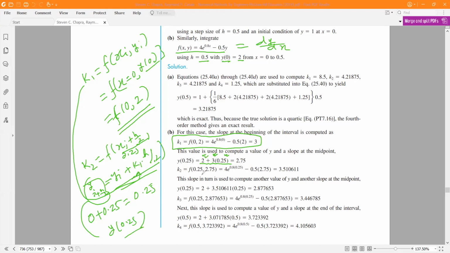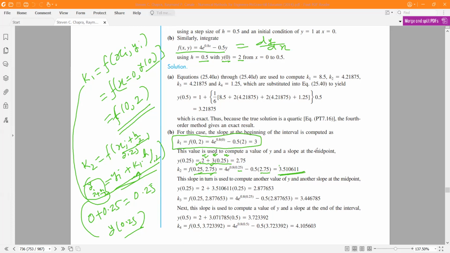So your K2 would be equal to this. This is the value of your xi plus h by 2. This is the value of your yi plus K1 into h by 2. With these two values, you replace your y in the slope equation by this, and you replace your x in the slope equation by this. This is your y, this is your x. Then this is the value of K2.